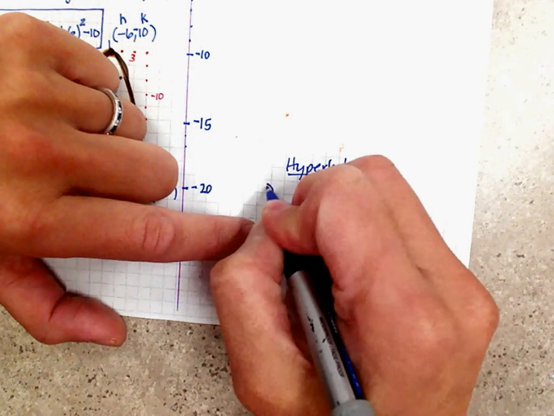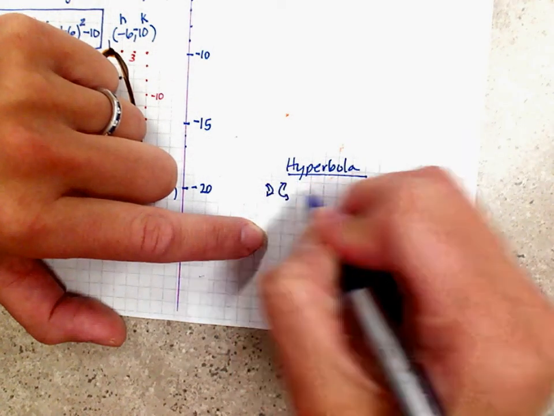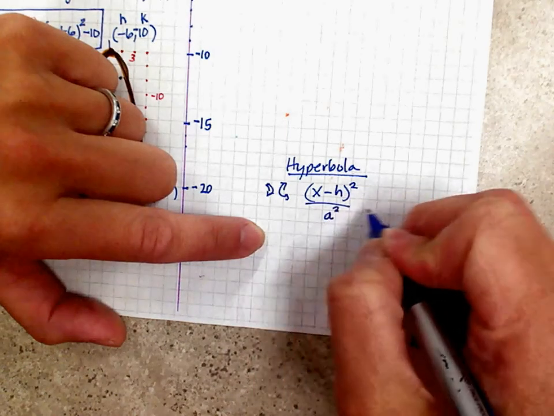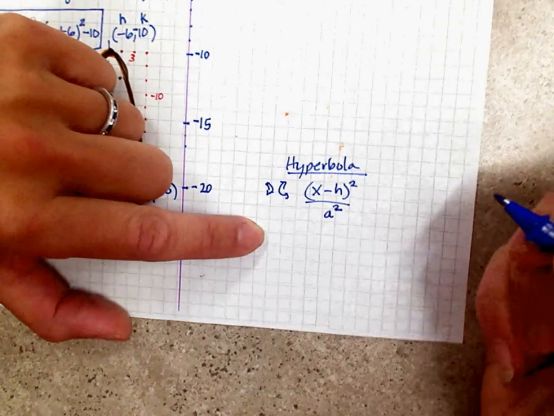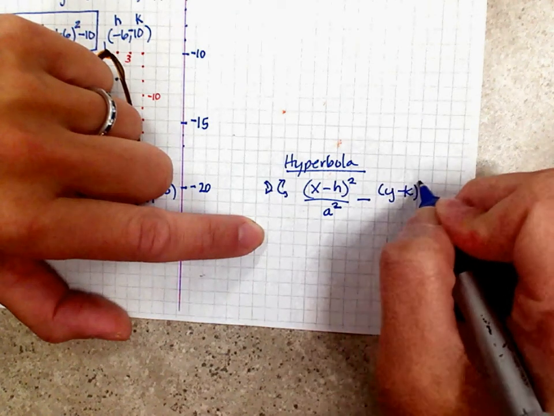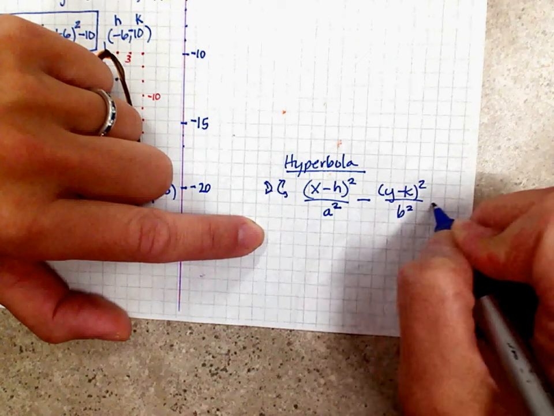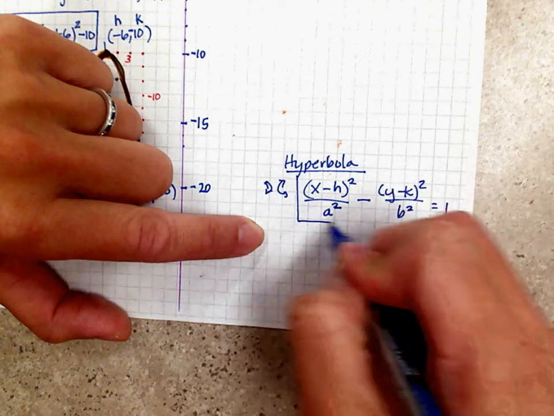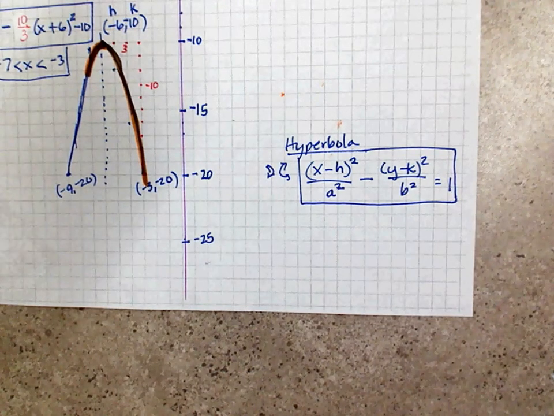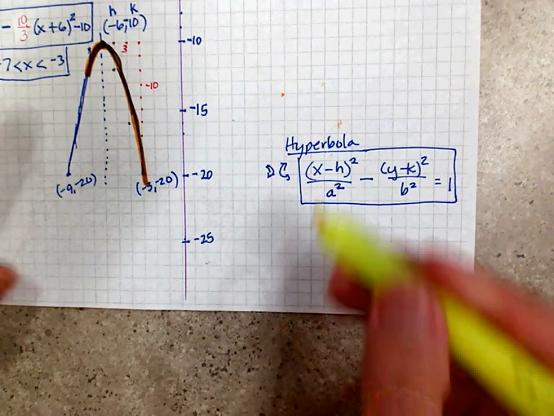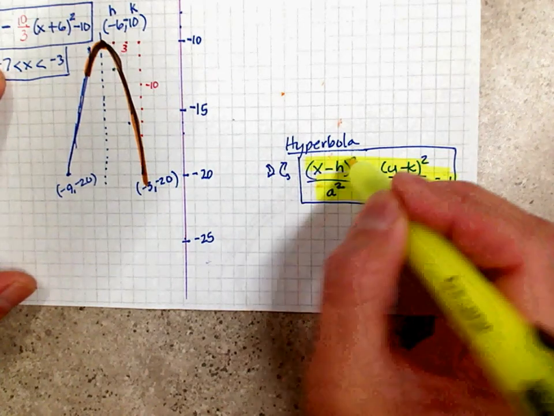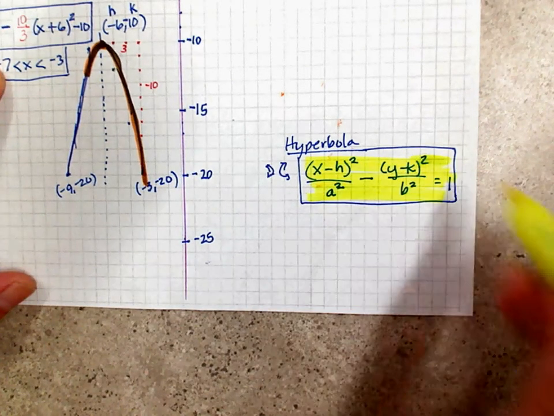So it's going to look something like this. So x minus h squared over a squared, but instead of a plus, it's a minus. y minus k squared over b squared is equal to 1. And there's your formula for a hyperbola. Man, you guys are so good. All right. And you guys know to switch if you decide to go up and down.